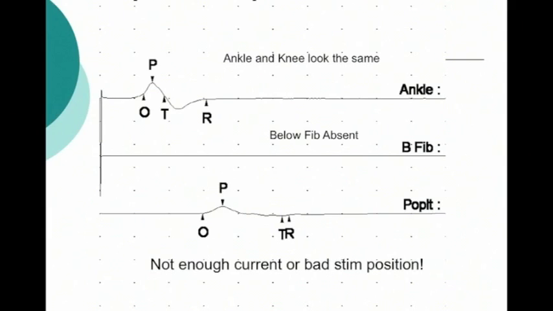Well, again, when the technician put the stimulator at or below the fibular head, the technician either did not use enough current or didn't put the stimulator in the right position. So move the stimulator a little bit, get a response, even small, then begin increasing the current, and that's when you're going to get the below fibular head response. It doesn't make sense to get a response at the ankle and at the popliteal fossa and not get one below the fibular head. You should go back and retry the stimulation position by changing the position of the stimulator and then increasing the current.